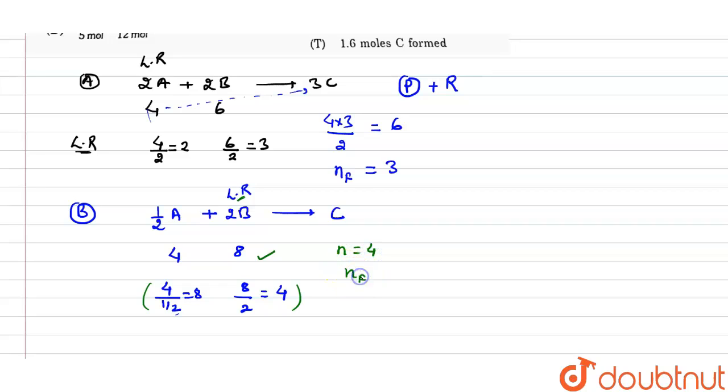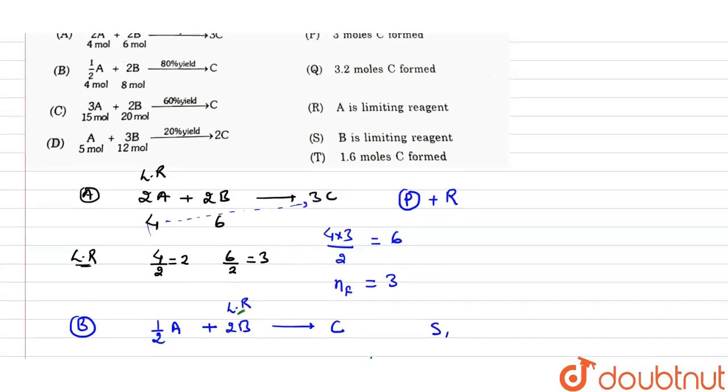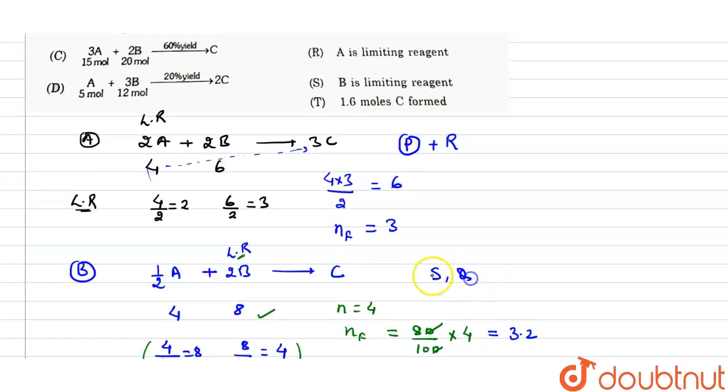So what will be the final moles? 80% of 4 is 80 by 100 multiplied by 4. So this will get cancelled out, 8 times 4 is 32, and 32 by 10 becomes 3.2. So B is the limiting reagent, which means S is matching, and along with that 3.2 moles is forming, that means Q and S.